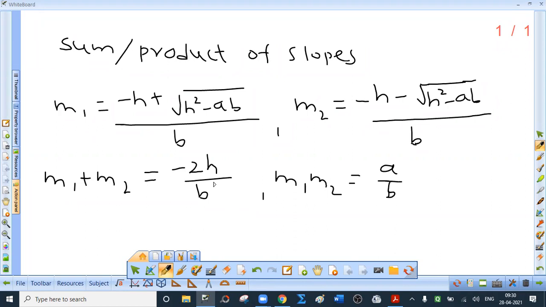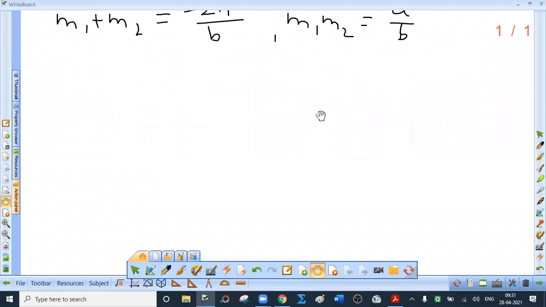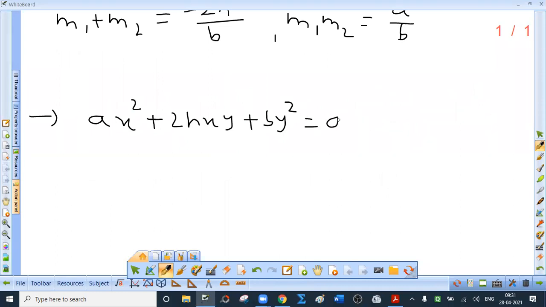So I repeat the statement. If ax square plus twice hxy plus by square equal to 0 represents pair of lines through origin, then sum of the slopes of two lines is m1 plus m2 equal to minus 2h upon b, and product of slopes m1 m2 is nothing but a upon b. Now we will use simple method to obtain this. See, we have considered ax square plus twice hxy plus by square equal to 0. Now divide throughout by y square. If you divide by y square, you get what?